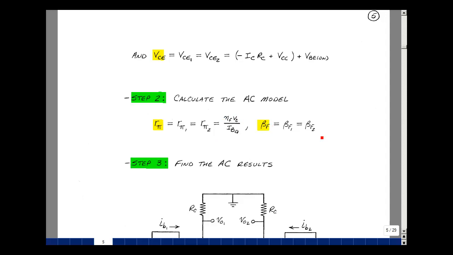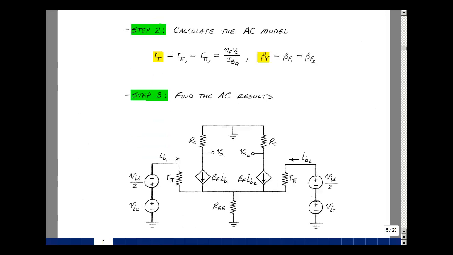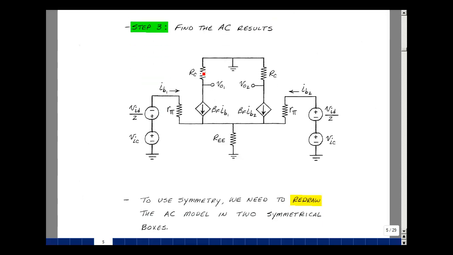Step 3 is to then find the AC results. So we're going to put an AC model in for each component. So we had a resistor R sub C and a resistor R sub B. Then there was a battery here. So we set that equal to 0 or short. There was a battery here. I'm going to short that. And then we're going to put our input voltages here. Here's V1 and here's V2 on the input side.